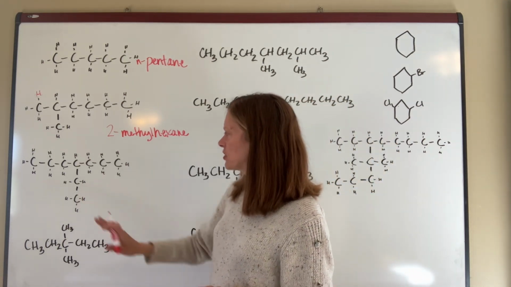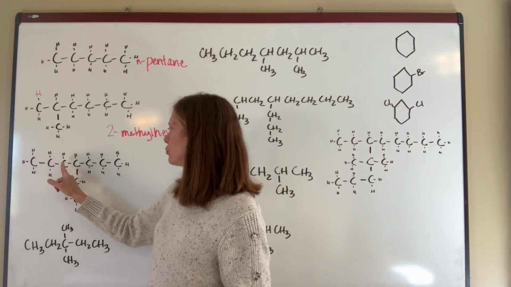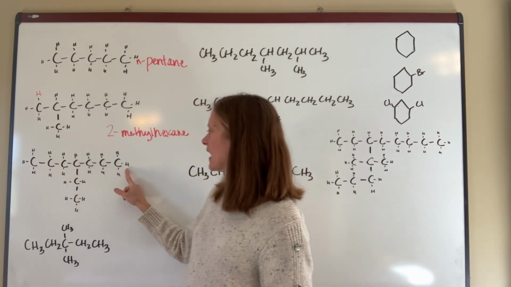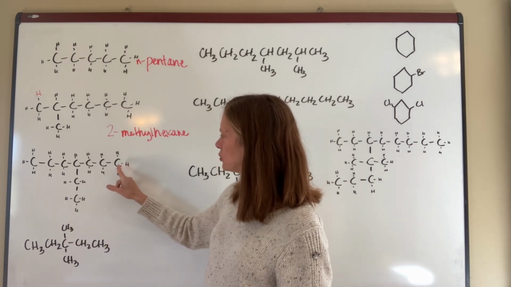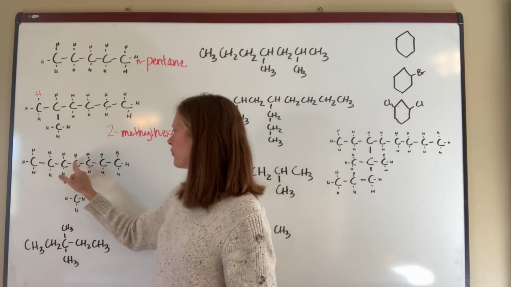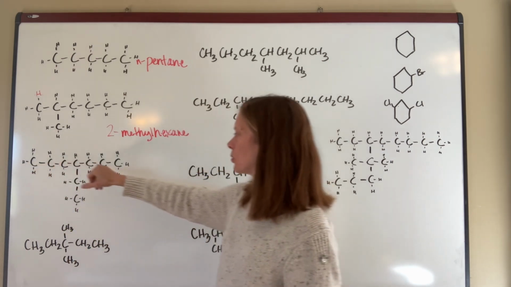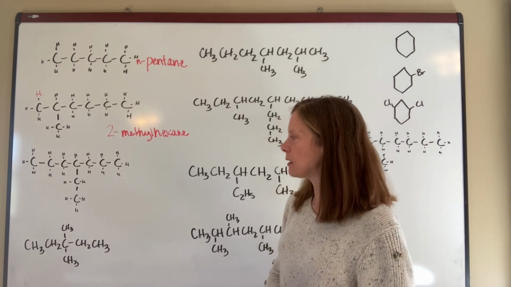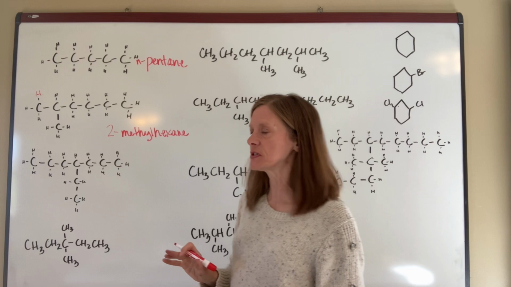So let's look at this one here. What's my longest chain here? 1, 2, 3, 4, 5, 6, 7. I've got 2 carbons hanging off here, but if I try to go here, 1, 2, 3, 4, 5, 6, that wouldn't be the longest chain. So the longest chain here is the one going straight across. It is going to be a heptane because there are 7 carbons in it.